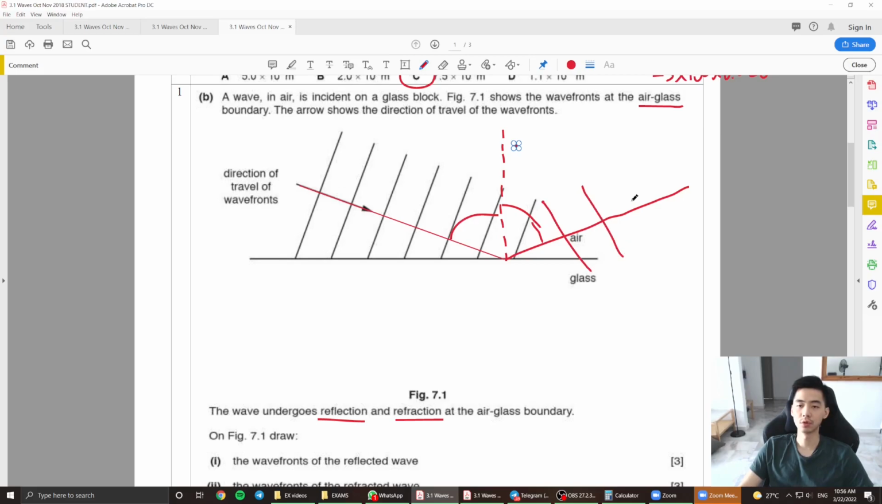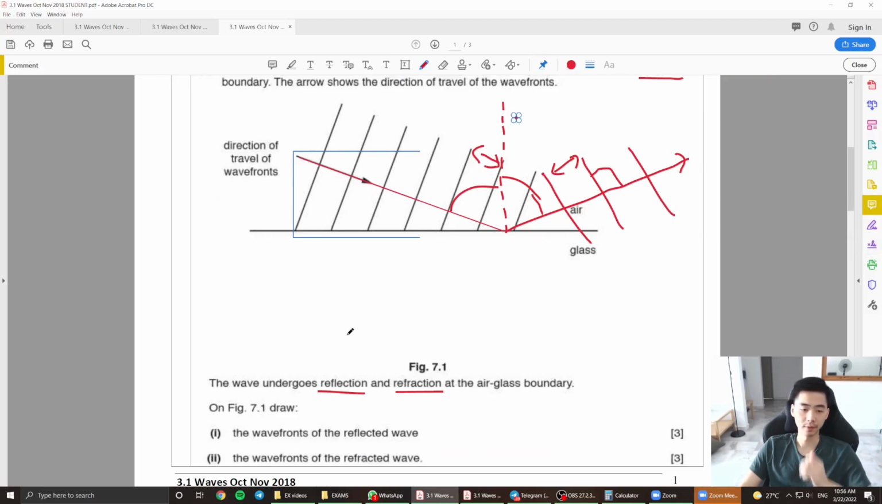It's going to look something like this here, because the wavefronts will always be perpendicular to the direction of travel. So the next thing you need to do is just make sure that this wavelength here and this wavelength here is the same. Then you would have gotten your 3 marks here already.